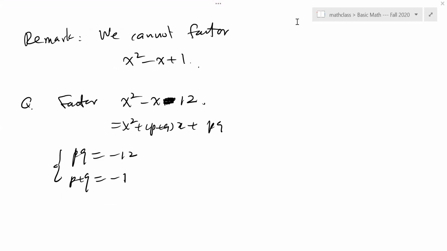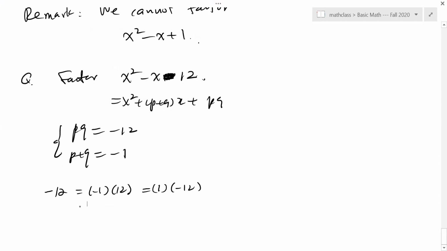Okay, now take a look at 12. 12 can be written as -1 times 12 and 1 times -12. That's the first, you just try. And then -2 times 6 and 2 times -6. Then I can try -3 times 4 and 3 times -4.